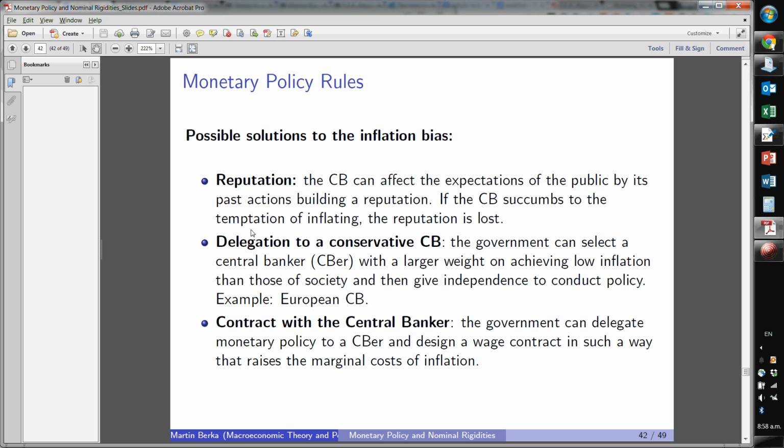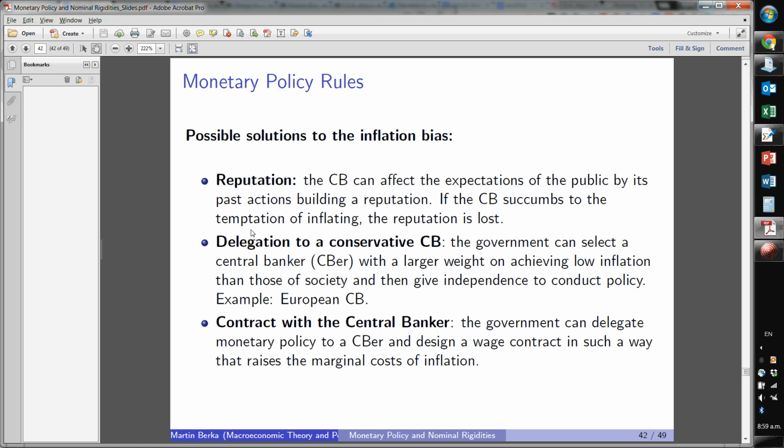The second solution is something that was suggested by Gordon and Rogoff in their paper. It's delegation to a conservative central banker. So rather than having an everyday Joe in the central bank, you will have a conservative person who really dislikes inflation around the central bank. He or she will not have a tendency to create more GDP because they will not care about GDP as much as they care about inflation. So conservative meaning somebody who's hawkish as opposed to dovish.